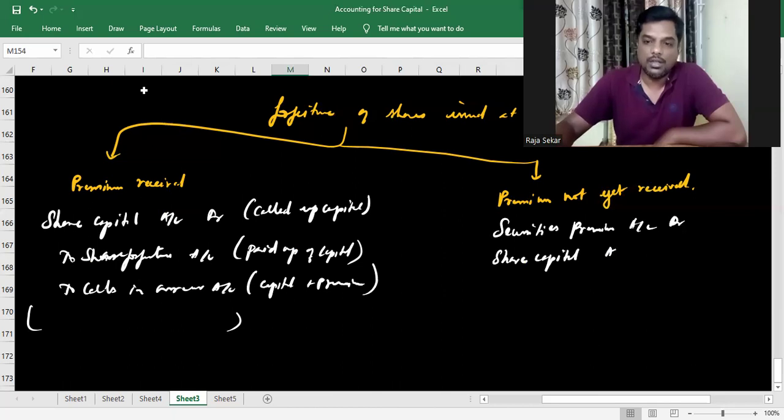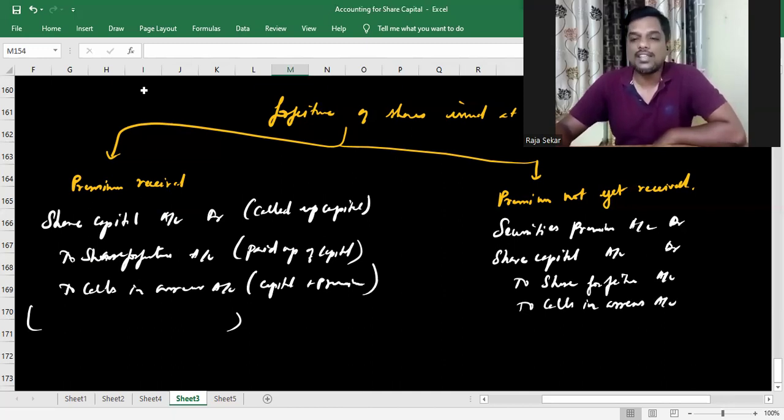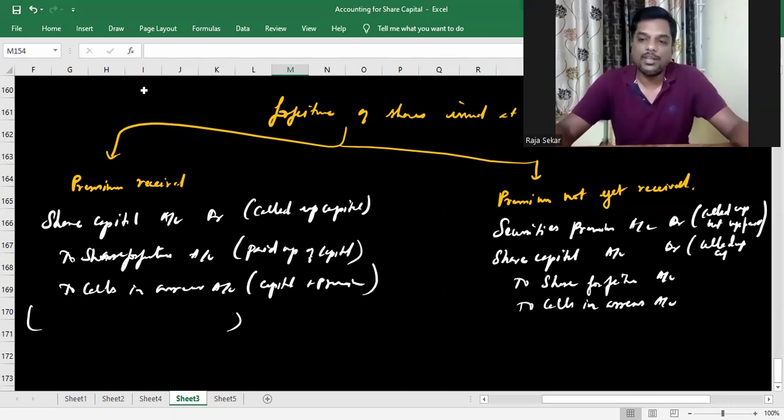share capital account debit, to share forfeiture account, to calls in arrears account. Securities premium account will be debited with the called up but unpaid portion of premium. Called up but unpaid portion of premium. Share capital will be debited with the called up value of capital. Share forfeiture will be credited with the paid up value of capital.